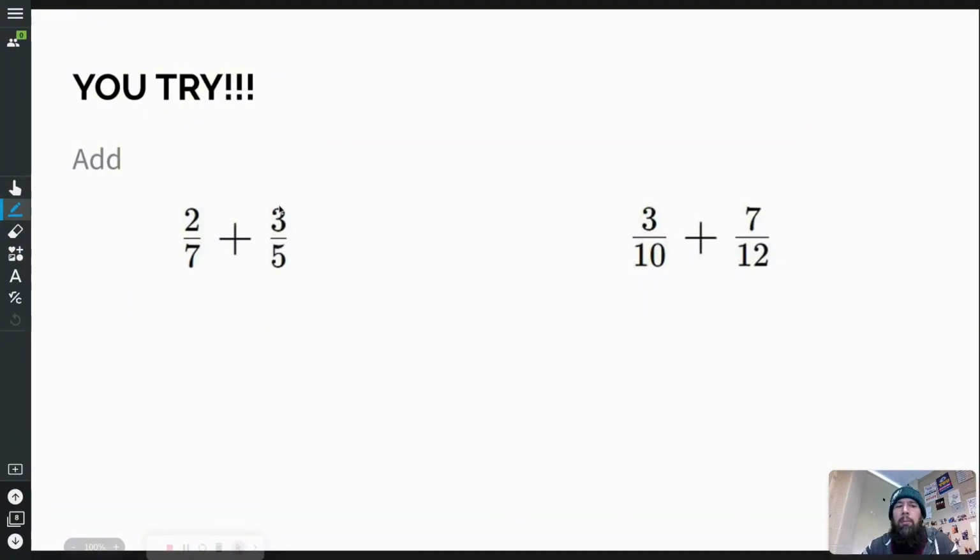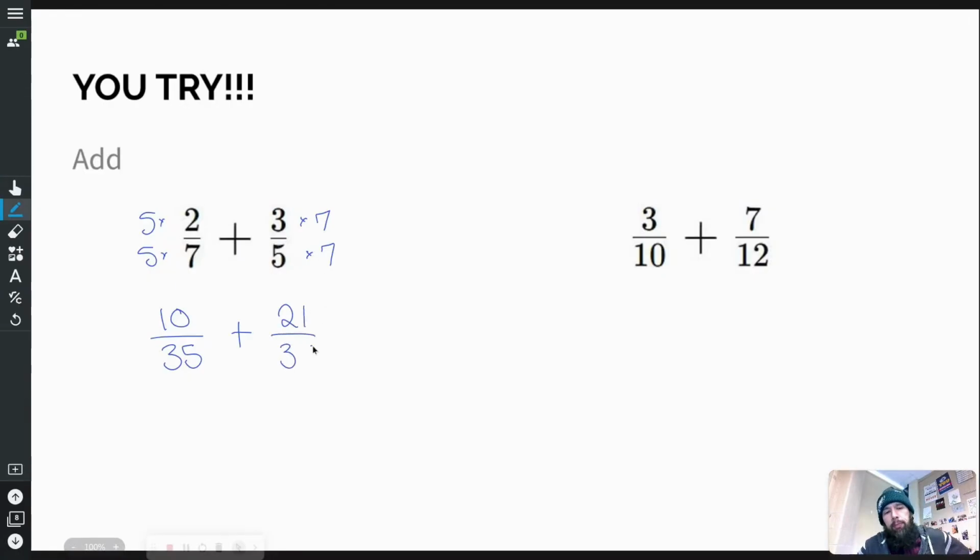All right, 2 over 7, 3 over 5. 7 and 5 have nothing in common, so I have to multiply by 5 and 5. I have to multiply by 7 and 7. 2 times 5 is 10. 5 times 7 is 35. Plus sign in the middle. 3 times 7 is 21. And 5 times 7 is 35.